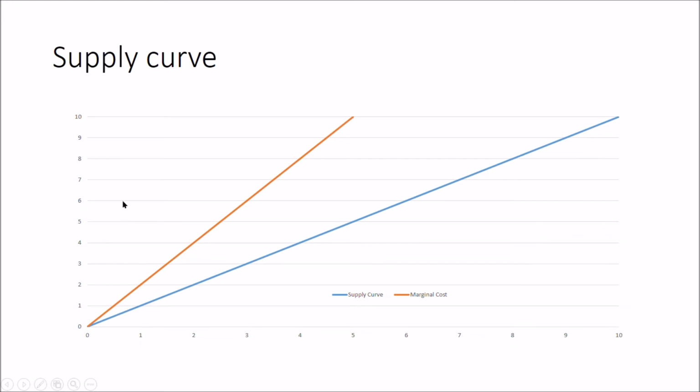In reality, they sort of hook down first with economies of scale, and then they hook up. And that's how a supply curve typically looks. It really goes down and then up. So that's our supply curve.